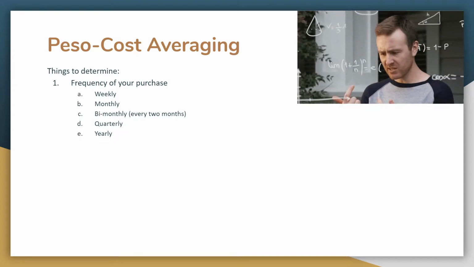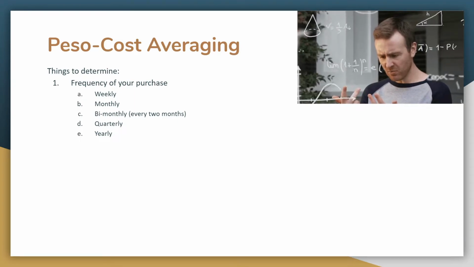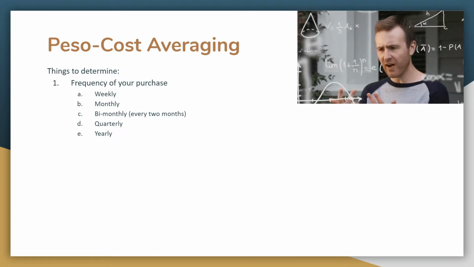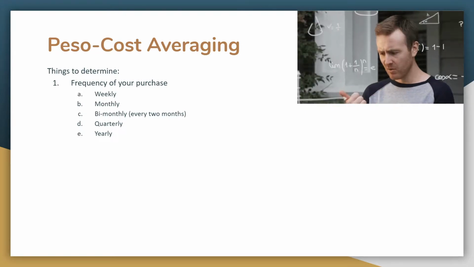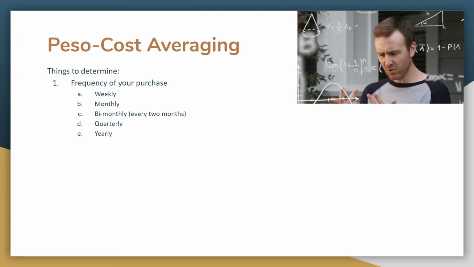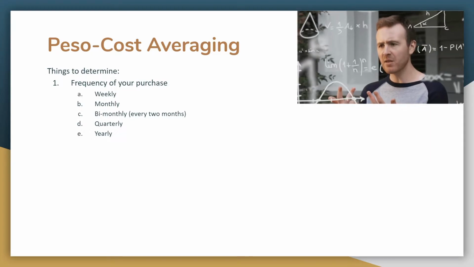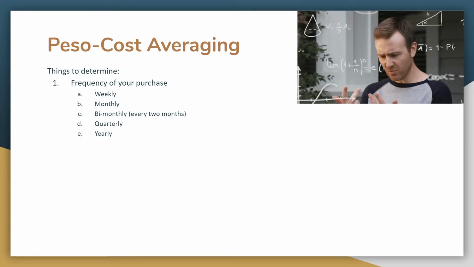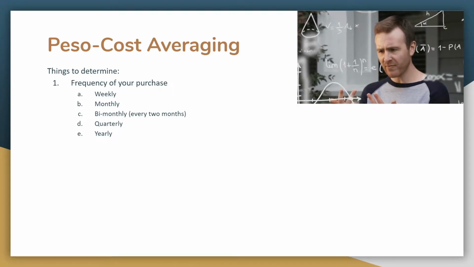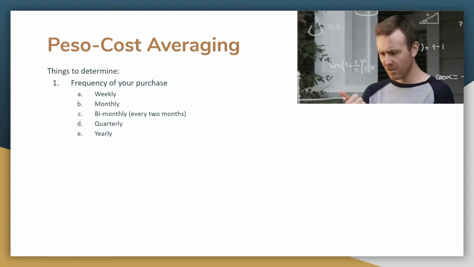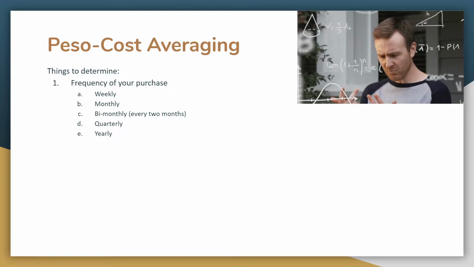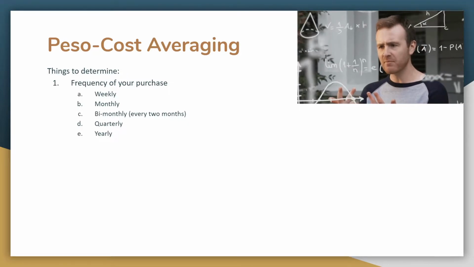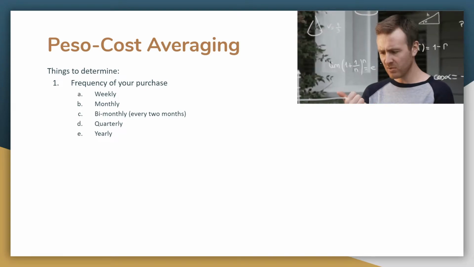Well, yearly is not really ideal, because it's not really for Peso-cost averaging, as that's not really a regular investment. If you're gonna put in money every year, I mean, yeah, it's quote unquote regular, but a 1 year interval is quite a lot of time. Quarterly is not ideal as well. So your best bet here is bi-monthly or monthly, because I think weekly is just too aggressive.